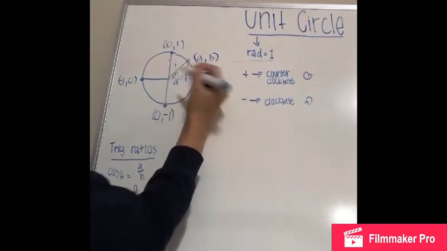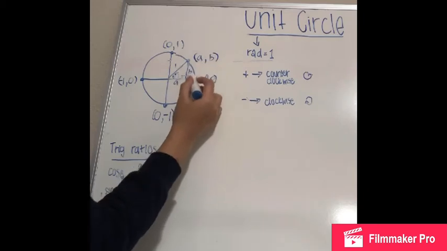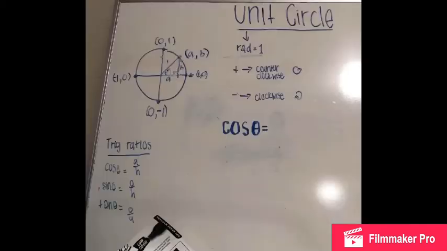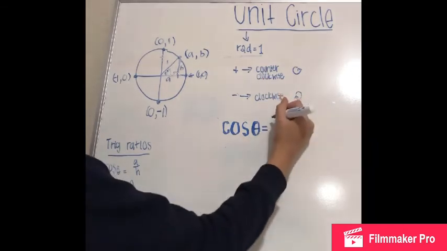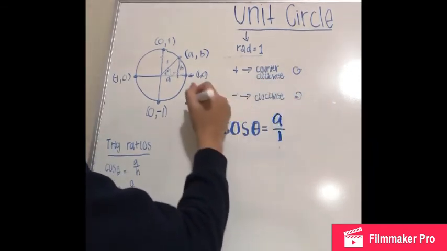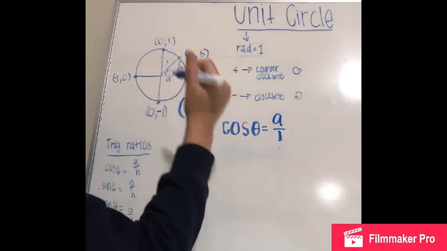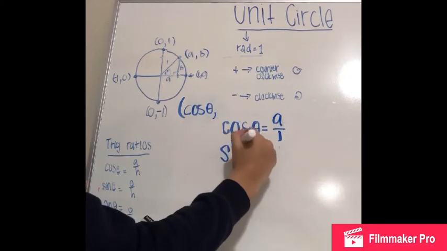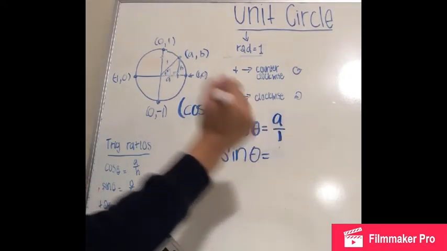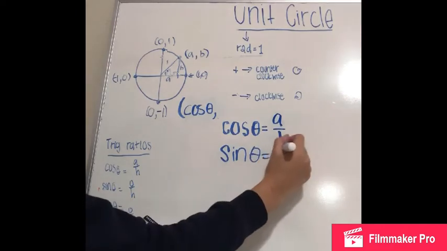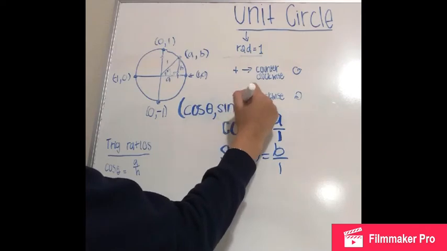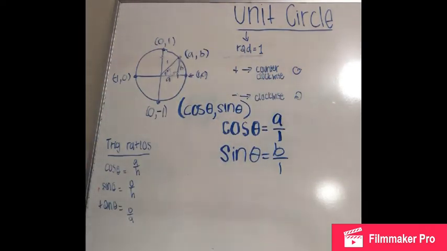Now that we have labeled the side lengths, let's figure out how to find the cosine of theta. As we know, the cosine is adjacent over hypotenuse. For the angle that we have drawn, the adjacent side is a while the hypotenuse is 1. This makes the cosine of theta a over 1, also equivalent to the x value. As to finding the sine of theta, we know that sine is opposite over hypotenuse, which in this angle, the opposite side is b while the hypotenuse is 1. This makes the sine of theta equal to b over 1, also known as the y value.